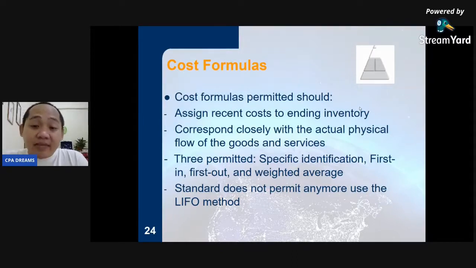A specific identification, first in, first out, and then weighted average. Yung standard does not permit anymore the use of LIFO method, kasi yung LIFO method, ginagamit yan for taxation scheme actually. Now, let's move on.